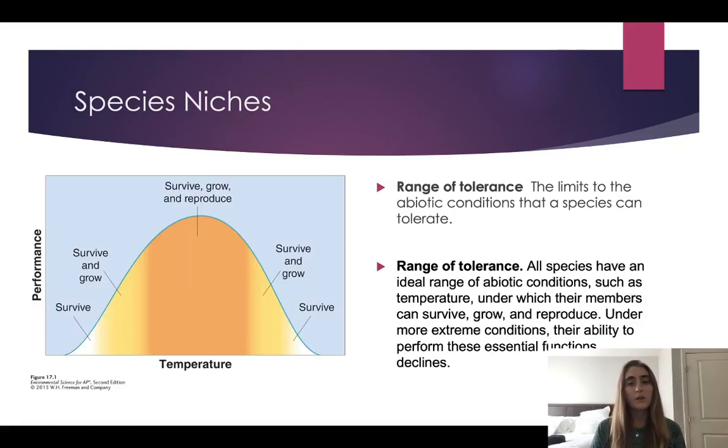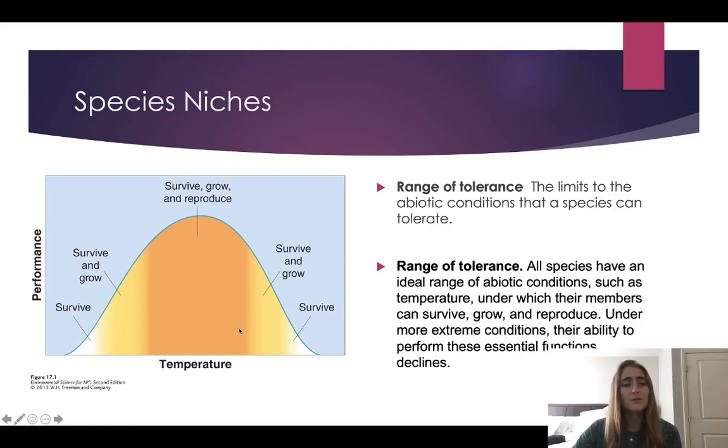So I think I've mentioned before this idea of a range of tolerance. This is basically the extremes of where a species can survive, right? In the range of tolerance presented here, on these two extremes, you'll notice it just says they're surviving. It doesn't mean they're thriving. We want species to thrive. These two extremes just mean yes, they can tolerate these conditions, but it's really not ideal for them.